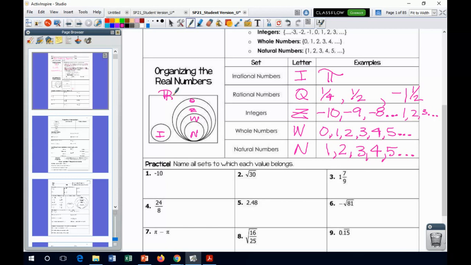If tomorrow, when you come in, you have a bell ringer on this very thing, perhaps I'll ask you to identify some of these numbers, or to give me an example.